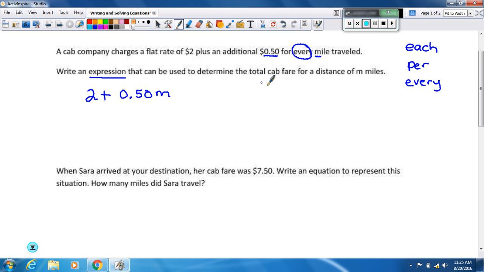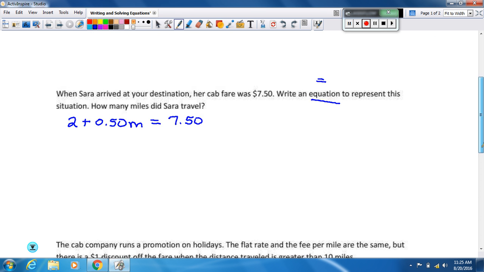An expression that can be used to determine the total cab fare for a distance of m miles. So the next one says, when Sarah arrived at her destination, her cab fare was $7.50. Write an equation, so this is going to have an equal sign in it, to represent this situation. How many miles did Sarah travel? So we have our expression, which is she paid $2 plus 50 cents for every mile, but we know that all that cost her $7.50. So this is the first part of the answer, write an equation to represent this situation. Now we have to solve it to figure out how many miles she traveled.